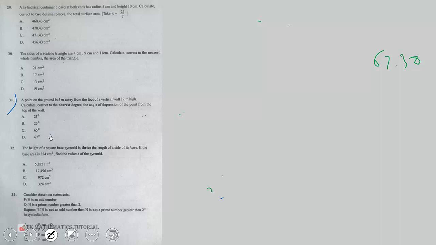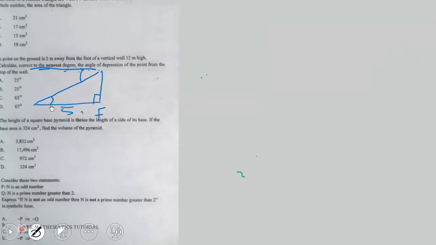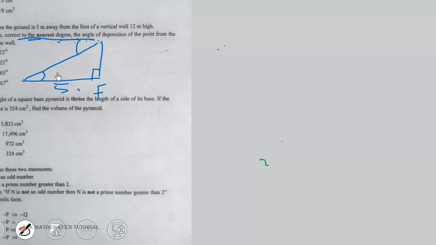So let's say the point is here and it's 5 meters away from the foot of a wall. So the foot of the wall is here. So from the top of the wall is here. So this is 90 degrees. So the angle of depression is here, which is equal to this angle here. Let's say X. So this is 12 meter high.